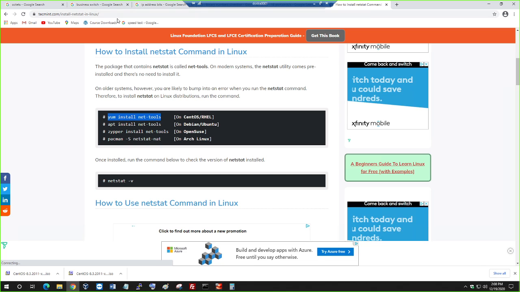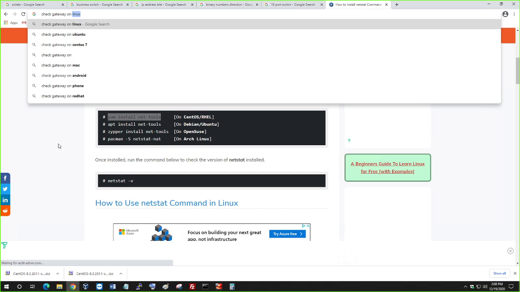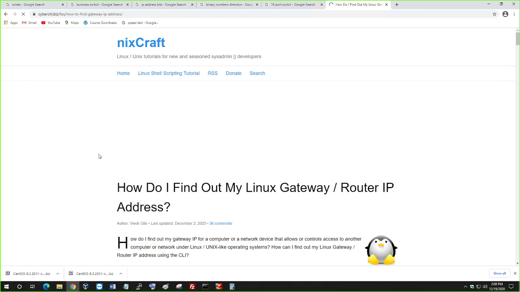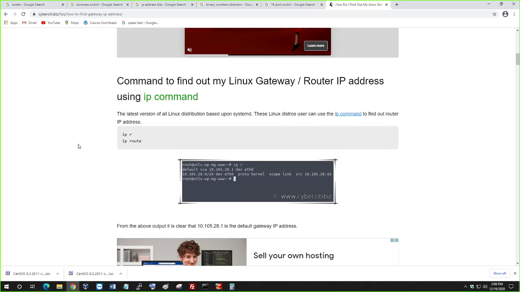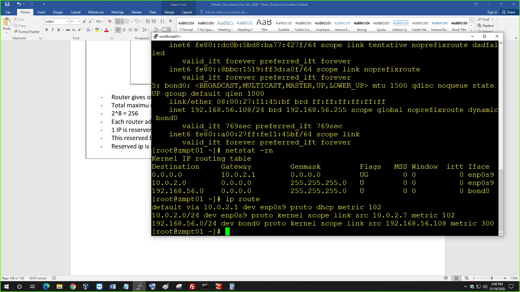Let me see if there is another command. Okay, so it is default via 10.0.2.1, and then it's going to pass over from here. Okay, all right, so let me clear this.